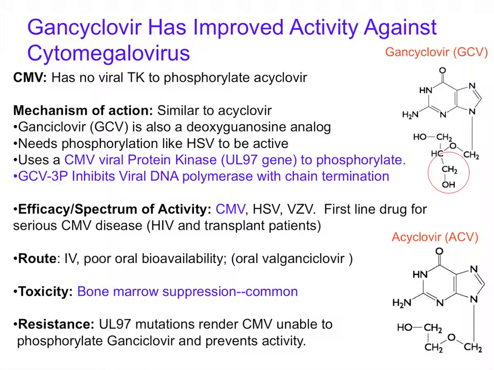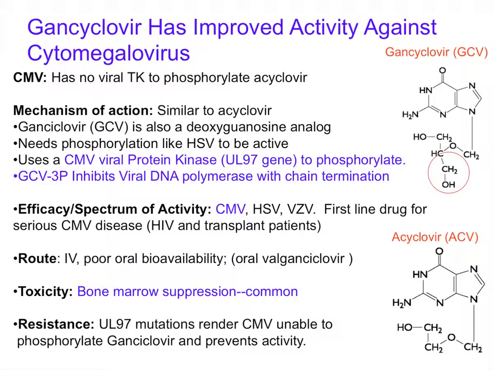They both are deoxyguanosine analogs. They both need to be phosphorylated to be active, and they both inhibit viral DNA polymerase by a mechanism of chain termination. But the big difference between acyclovir and ganciclovir is that within CMV virions, there is a viral protein kinase encoded by the UL97 gene, and this protein kinase actually has affinity for ganciclovir.